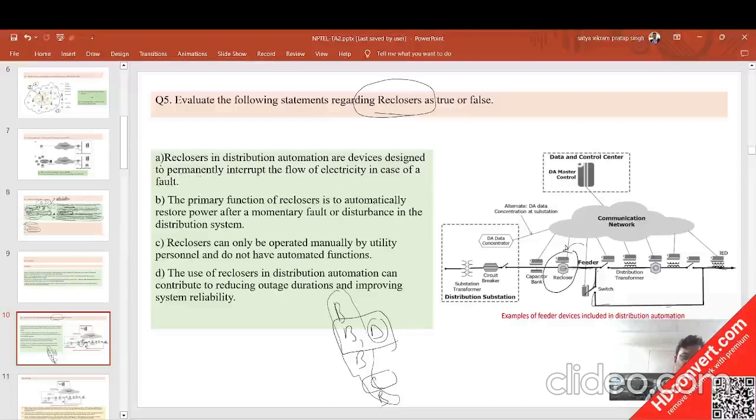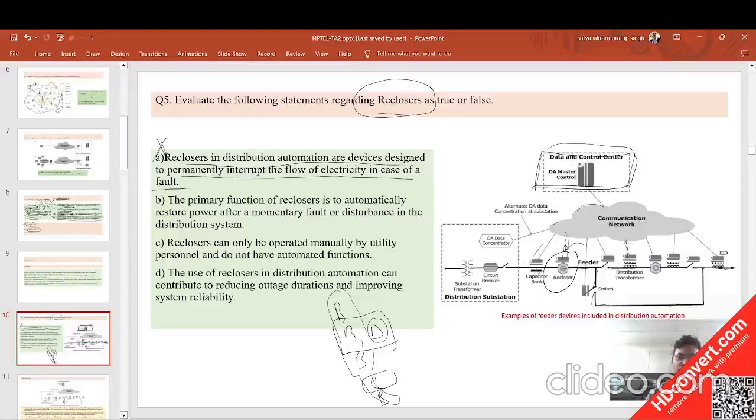If you see this A part, it says that reclosers in distribution automation are devices designed to permanently interrupt the flow of electricity in case of fault. That is actually false. Why is it false? In this distribution automation network, in the upper part there is a data and control center, which controls these devices using this communication network, and this communication network is connected to all devices, which can be automatically controlled or controlled through a certain command.